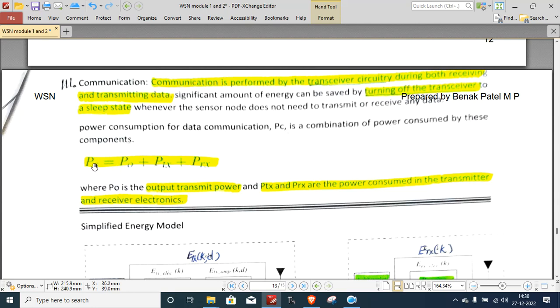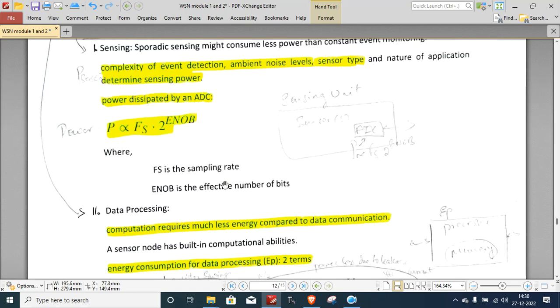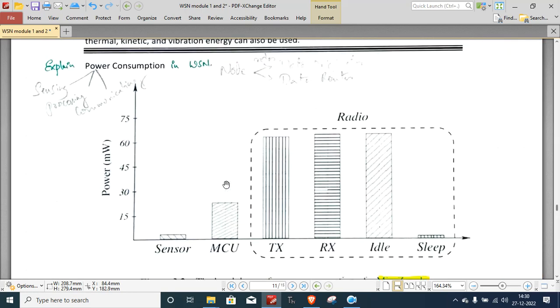So this results in the equation: PC is equal to the output power plus the transceiver power, PTX plus PRX. This is the output power transmitted, and PTX and PRX are the power consumed in the transmitter and receiver electronics. So this is about the power consumption in wireless sensor networks.